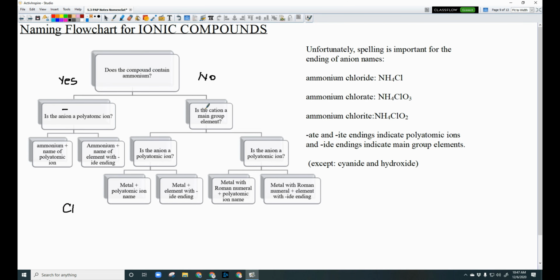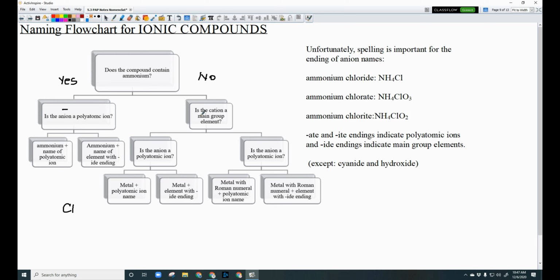All right, so is the compound ammonium? No. Is the cation a main group element? So is it in one of those 1, 2, 13, 14, 15, 16, 17? Yes. Is the anion a polyatomic ion? So is the second part a polyatomic ion? If it's yes, you're just going to name magnesium and then the polyatomic ion name, phosphate. If it's no, the metal plus the element changing the ending to "ide." So magnesium chloride. Okay, so go back up here.